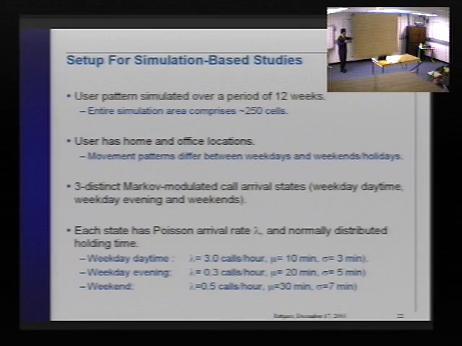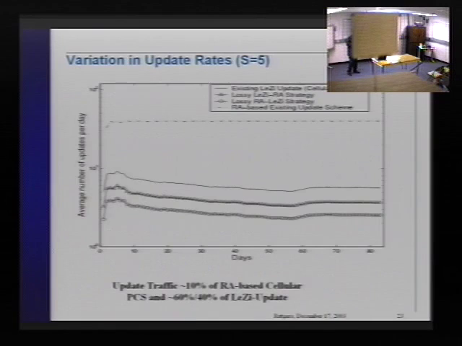We have 3 different call arrival states, and okay, ignore this for now. When I get to the multi-system, because it's the same simulation environment, I'll explain why this is important. The 3 states were different Poisson rates, Markov modulated. So here's what the update rates look like.